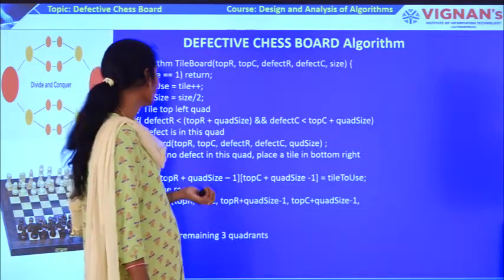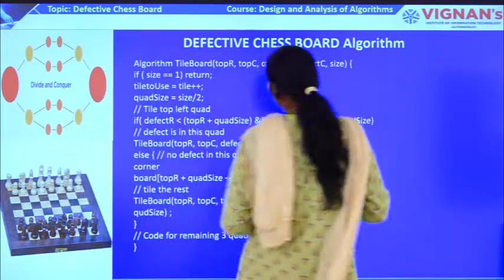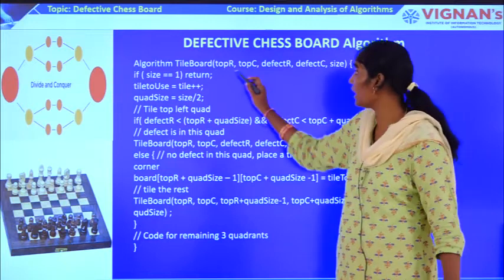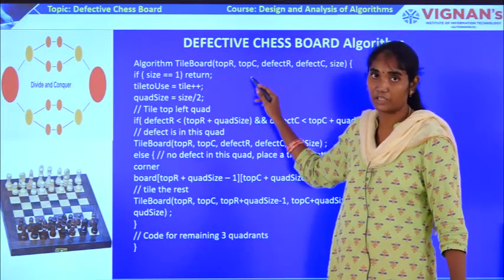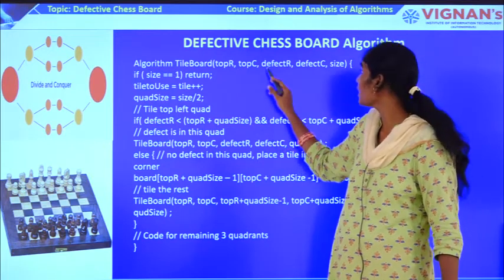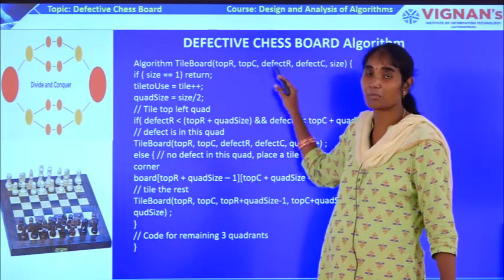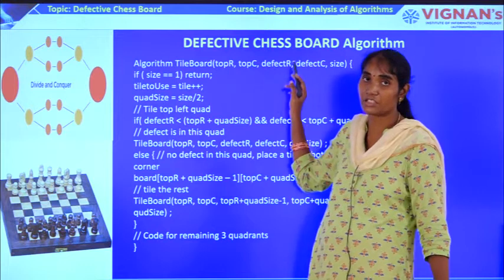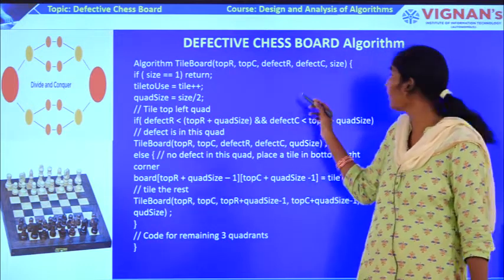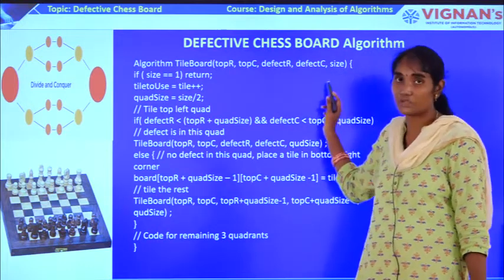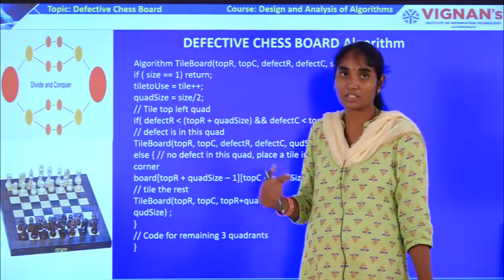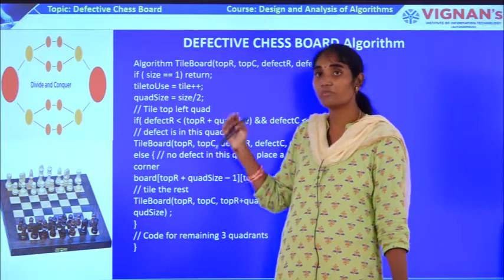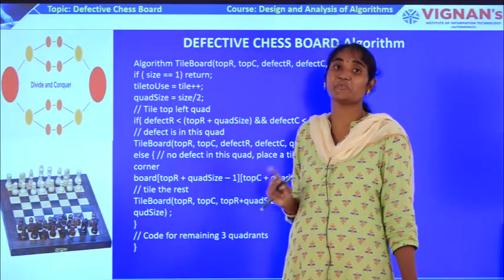Now this is the algorithm for the defective chessboard. Here topR and topC are the row value and column value of the starting indices, and defectR and defectC are the row and column positions of the defective square, and size is the size of the chessboard. If the size is equal to 1, which means a 1 by 1 chessboard, we simply return, because it itself is the defective square.